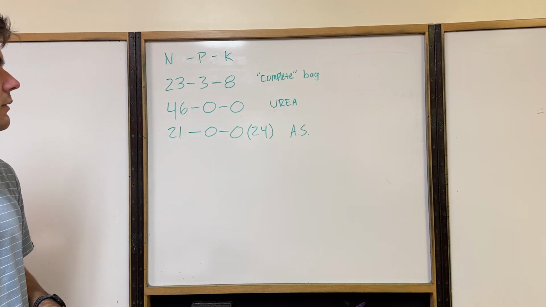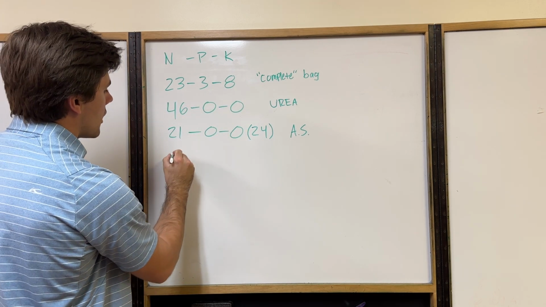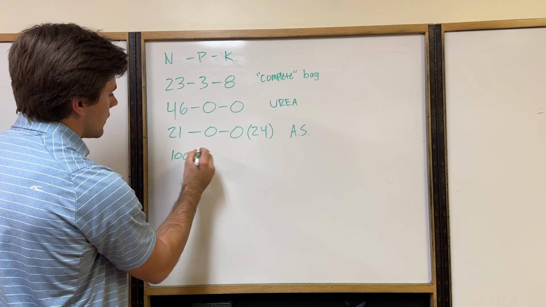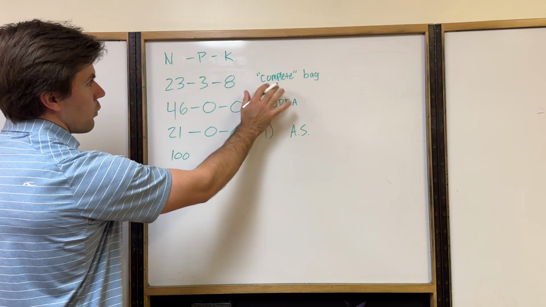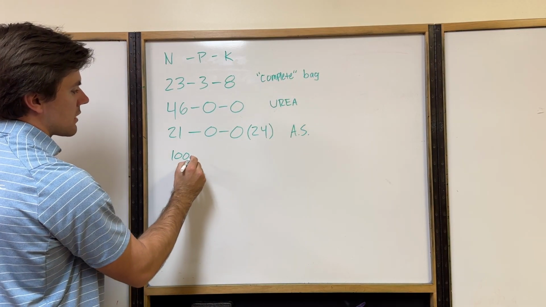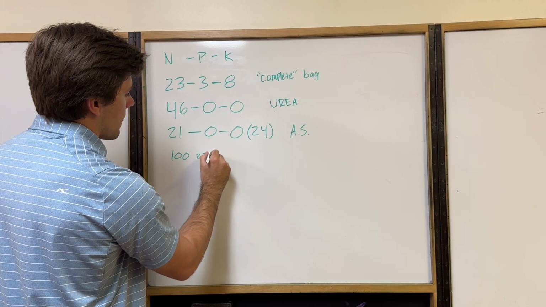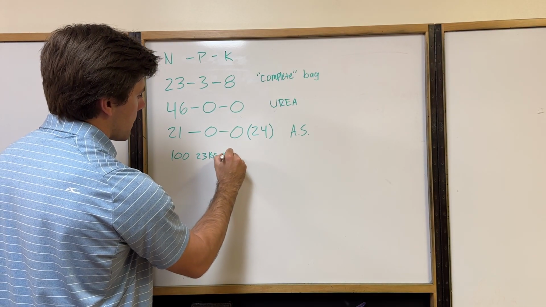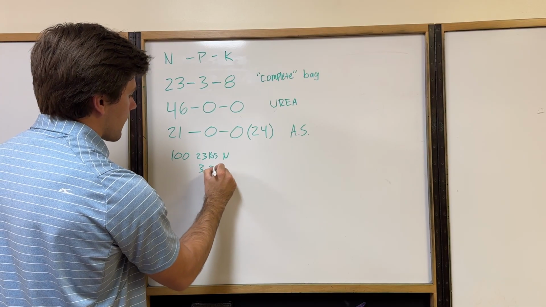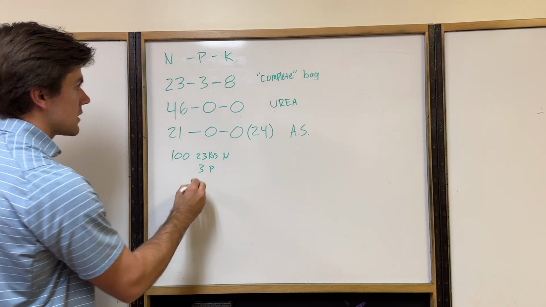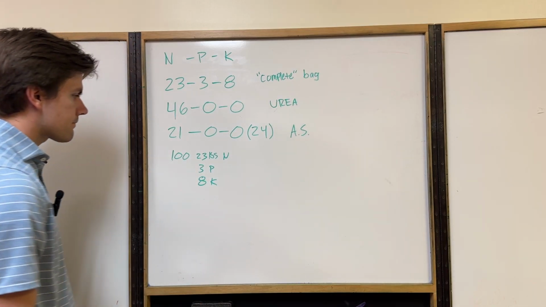Which means we're going to do some quick math. In this bag here, if you had a 100-pound bag, just to be simple with the math, if you had 100 pounds of this, then that means you'll have 23 pounds of nitrogen, 3 pounds of phosphorus, and 8 pounds of potassium.